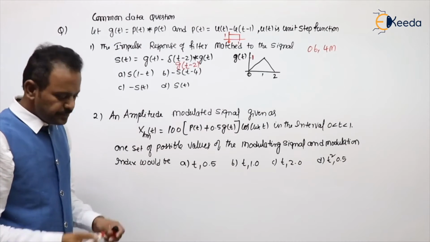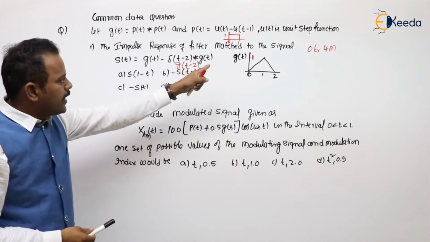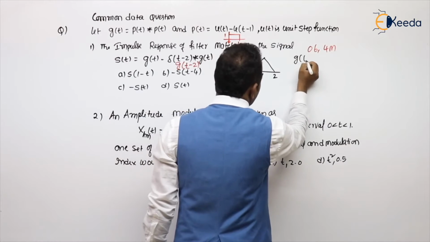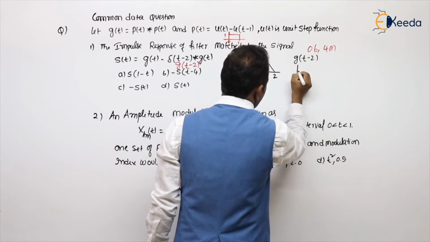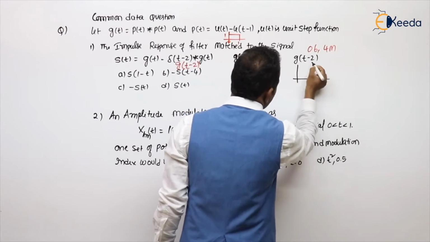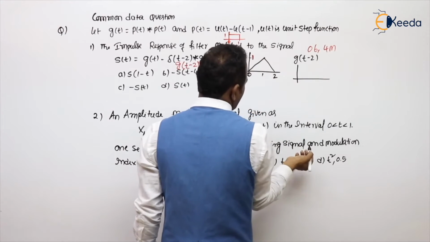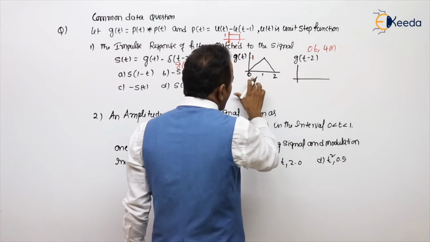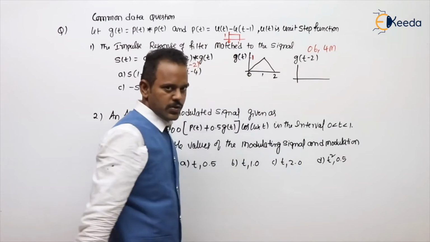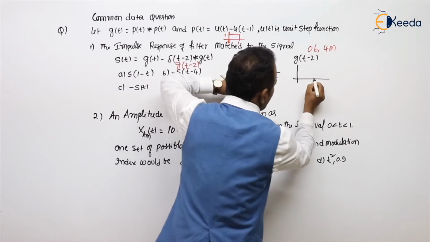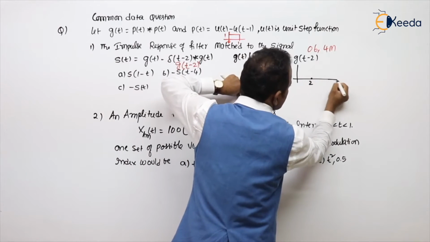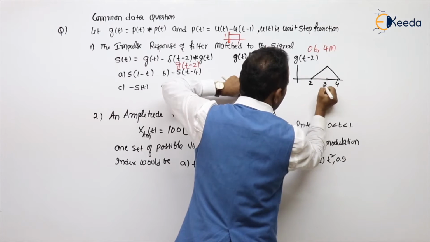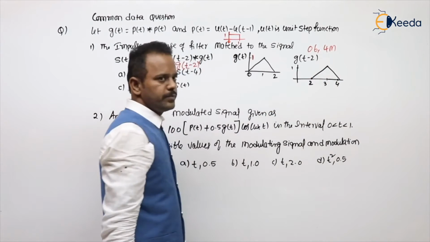Got my point? Now, already we have g(t). What will be g(t minus 2)? How to get this one? Subtract 2 from all the t values. Sorry, t minus operation means addition. Add 2 to all t values. So 0 plus 2 will be 2, 2 plus 2 will be 4. The same rectangular pulse, it will be 2 to 4.